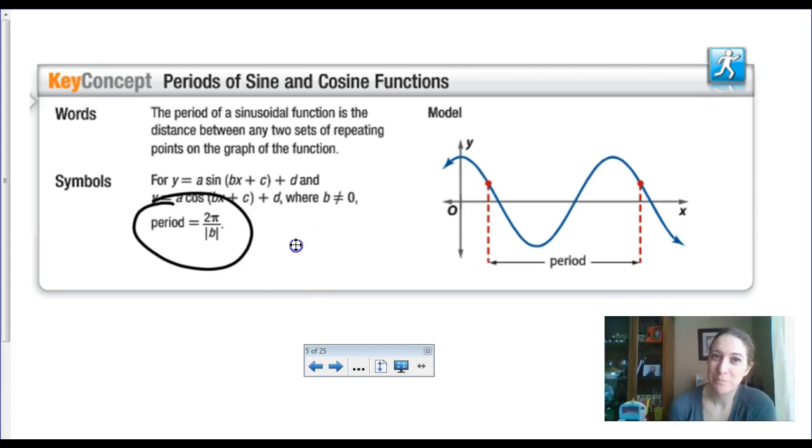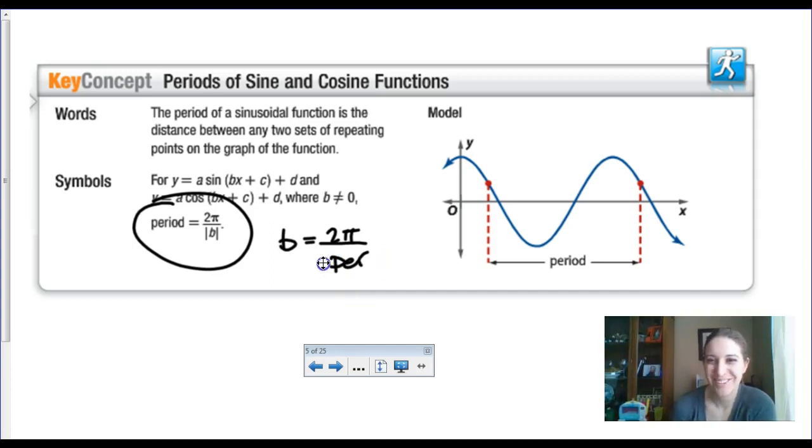So some things to think about. And I don't remember what's on your formula sheet exactly, but we could of course rearrange these formulas if at any point we need to figure out the B value for writing a function. Then what you're going to do is take 2 pi and divide it by the period.